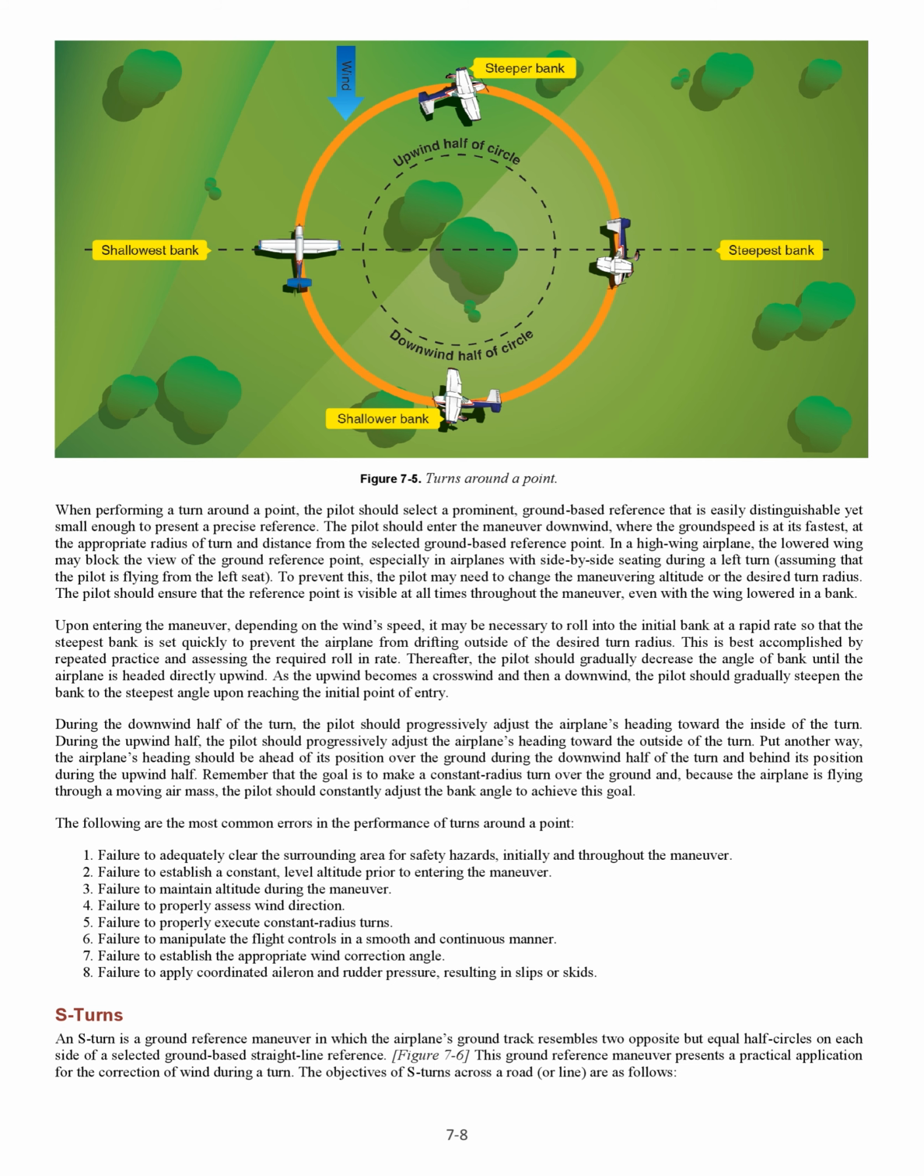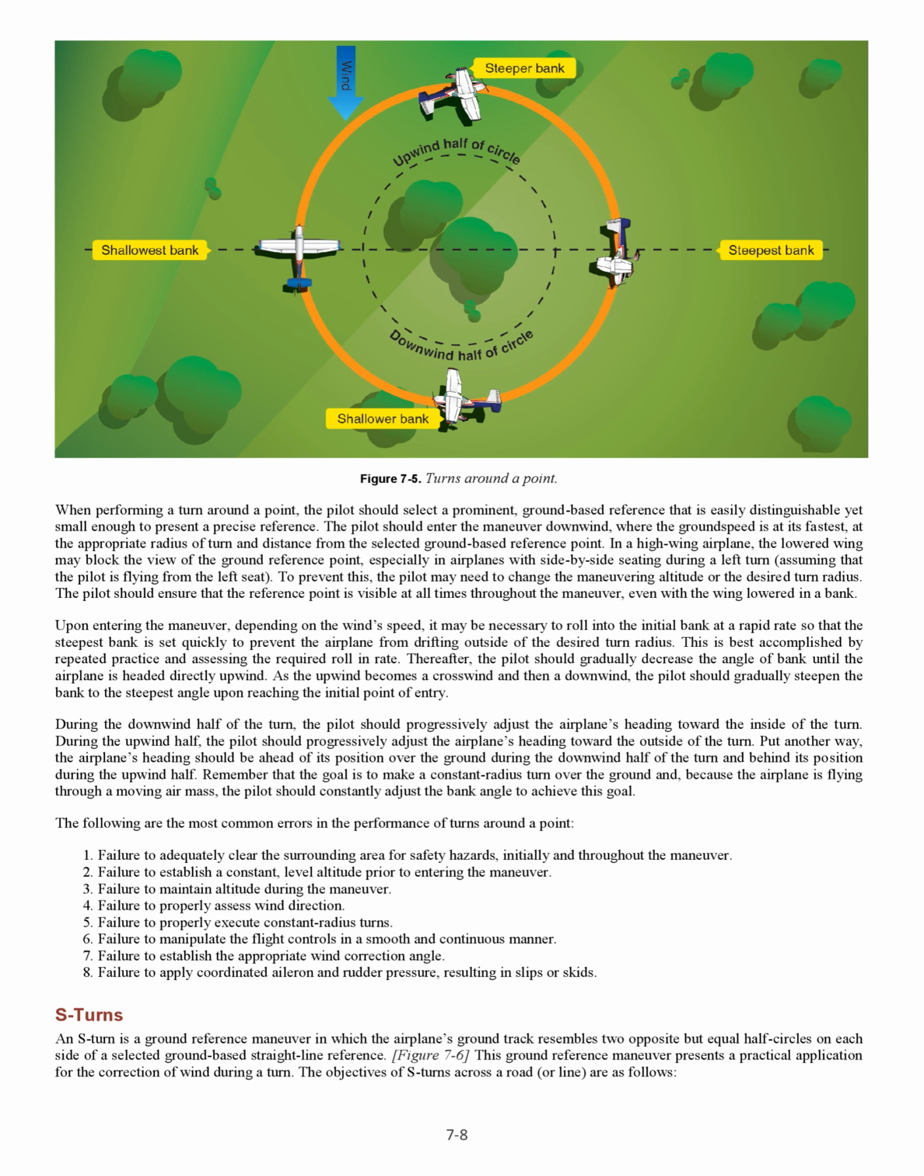In a high-wing airplane, the lowered wing may block the view of the ground reference point, especially in airplanes with side-by-side seating during a left turn, assuming that the pilot is flying from the left seat. To prevent this, the pilot may need to change the maneuvering altitude or the desired turn radius. The pilot should ensure that the reference point is visible at all times throughout the maneuver, even with the wing lowered in a bank.